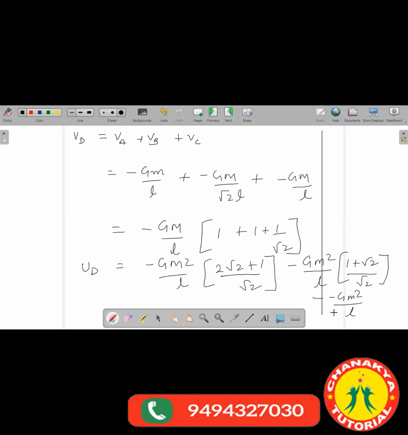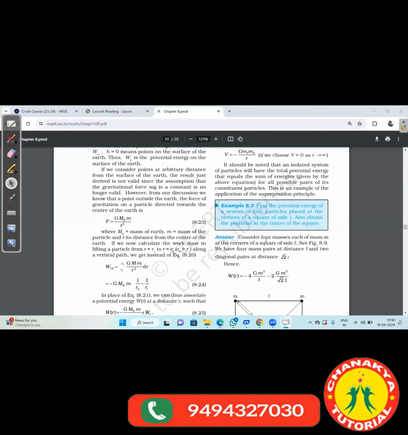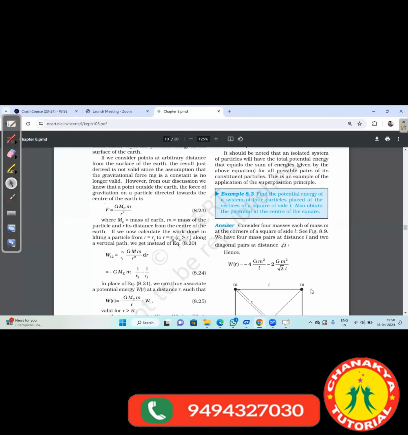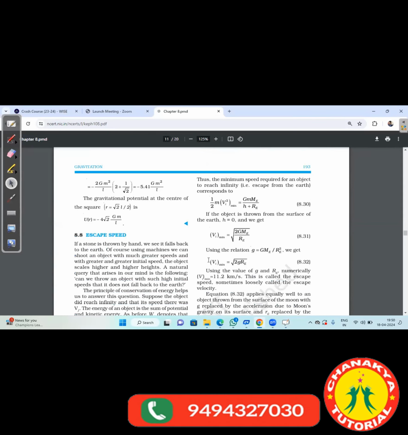So I hope you have understood this question. In a similar way, you can find out the potential energy of any system of masses. You can try to find the potential energy of a system of masses located as in an isosceles or equilateral triangle. See, this is what we have got here in the answers. You add up all of them, and finally you will get the answer. So you can check it by obtaining the final answer for the total potential energy of the system.